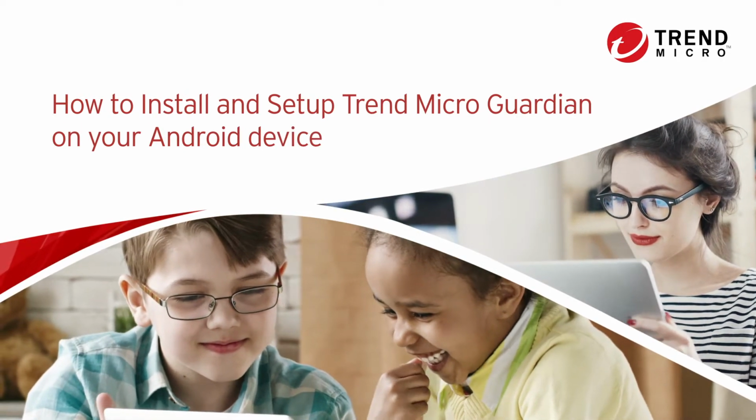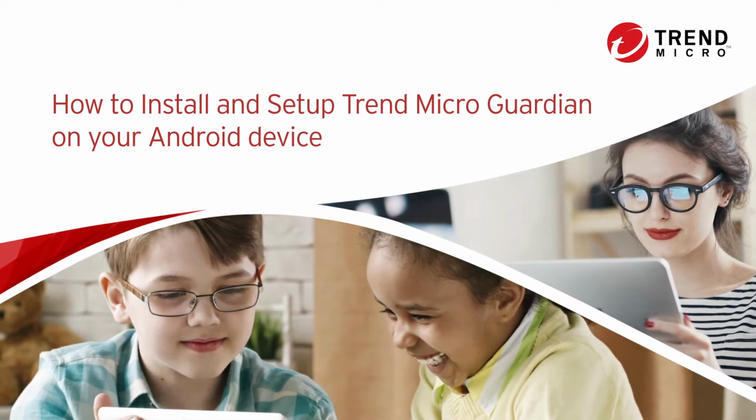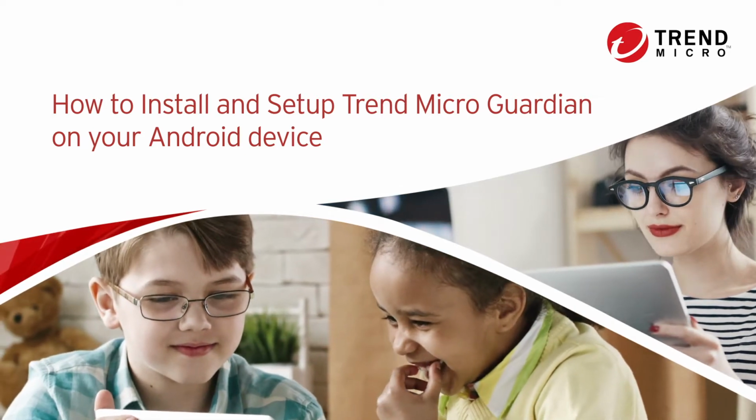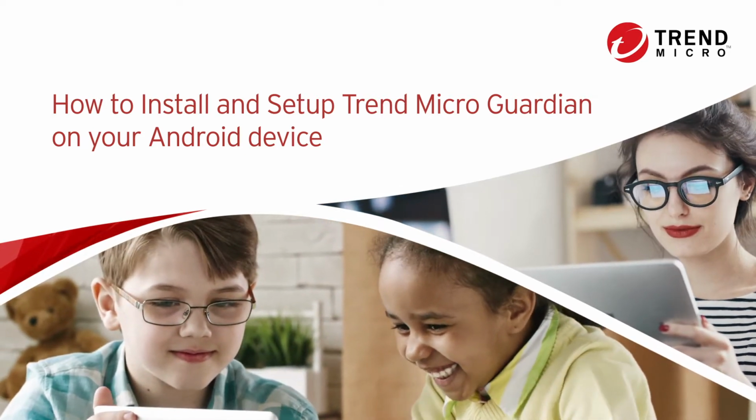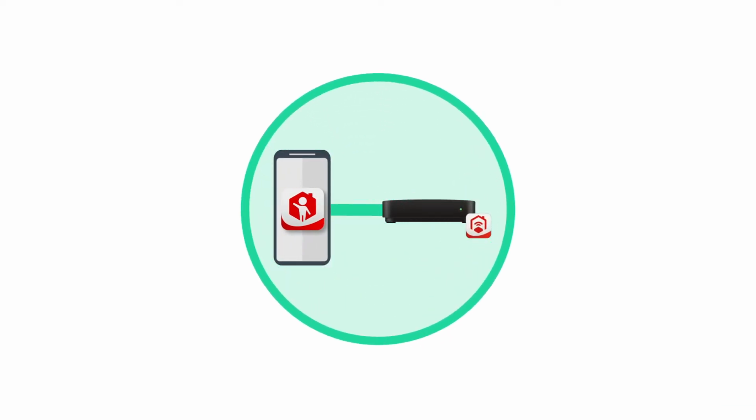In this video, we'll teach you how to extend Home Network Security's parental controls to your children's Android devices. Using the new Trend Micro Guardian app, which you install and pair with your Home Network Security station, you can protect them even if they leave your home network.